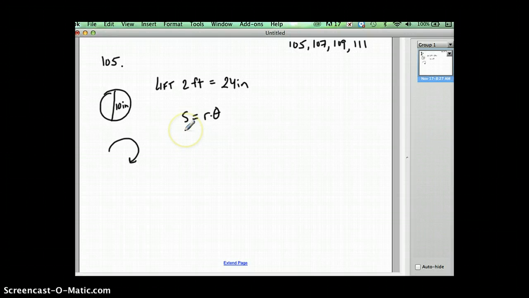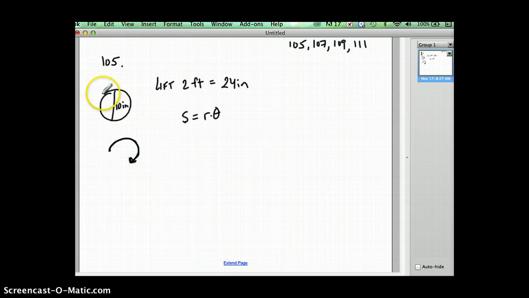And what would be the arc length if this thing has to rotate around in order to lift 2 feet? I don't know if you want to just imagine there's a chain or a rope, and as it's rotating around, the chain or the rope is lying around the circle, maybe, if you want to think of it that way.